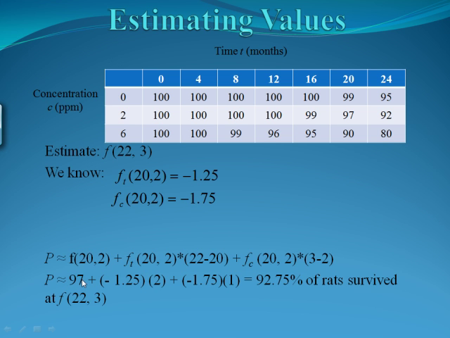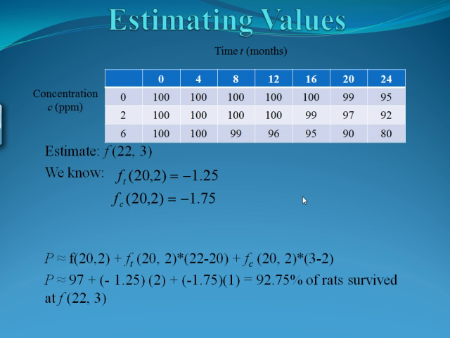So that gives us 97, which is f of 20, 2, plus negative 1.25, that was our partial with respect to t, times 2, the number of units we're moving away, plus negative 1.75, that's our rate of change of concentration, times 1, the number of units we're moving away. Crunch all these numbers in your calculator, and we get an approximation of 92.75% of rats survived for 22 months at an exposure of 3 parts per million. So we can estimate any value on the table by using our partial derivatives.